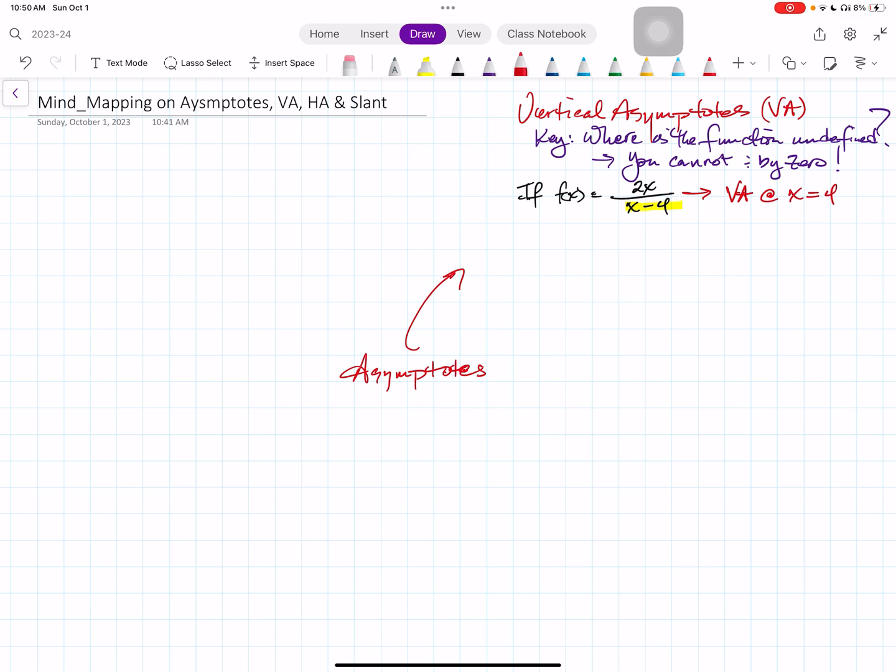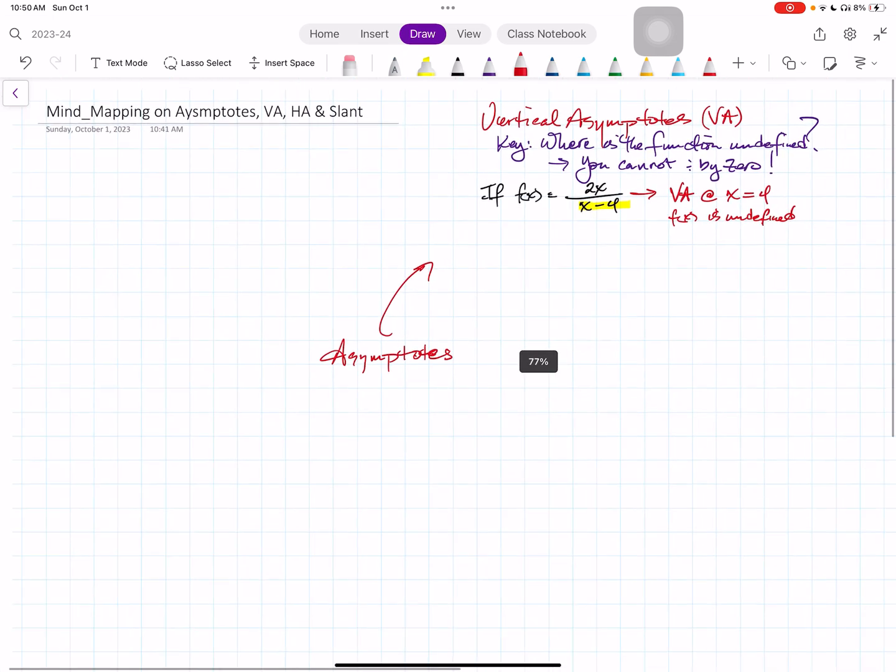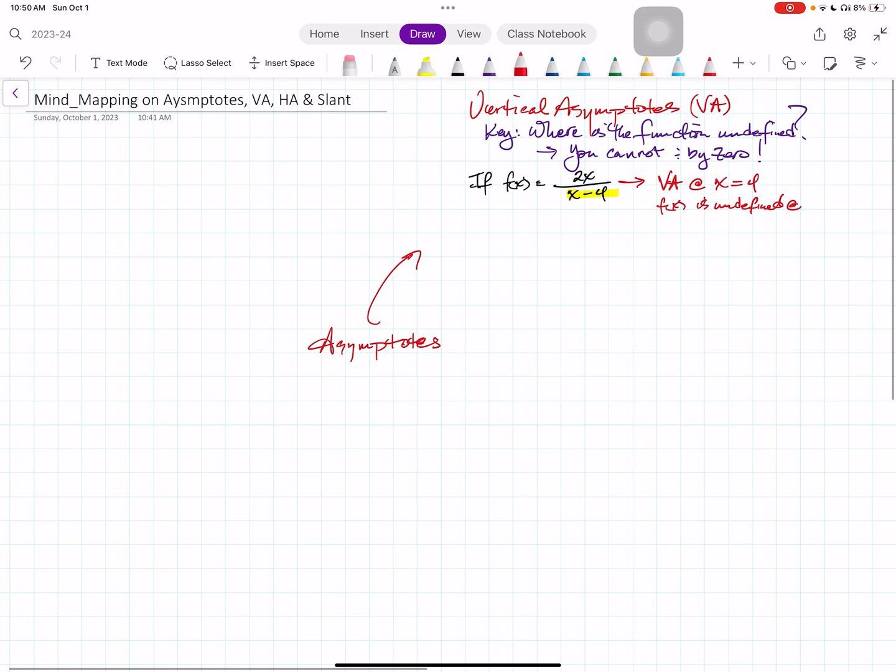Now we call these non-removable discontinuities because you cannot simplify the function anymore, and because of that, it's undefined at 4. f of x here is undefined at x equals 4. That's why we have a vertical asymptote, and it's called a non-removable discontinuity. You can't simplify it. You can't remove it. That's the reason why. Now let's do it again.